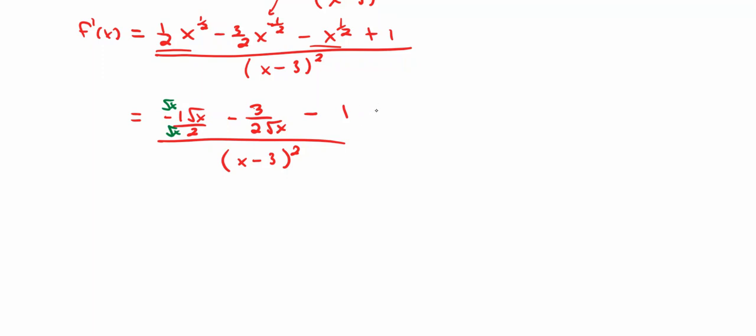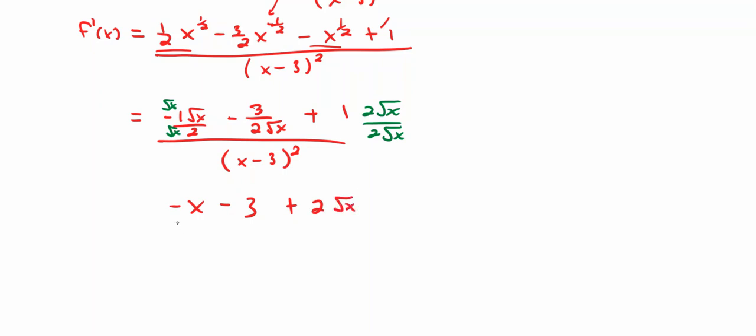And then for the third term, oh sorry, this should have been plus. I think I erased that. And then this should have been 2 root x over 2 root x. Okay? So now we can see the denominators there are all the same. So now let's just deal with writing out the top. So root x times root x would be just x, so negative x, and then minus 3, and then plus 2 root x.